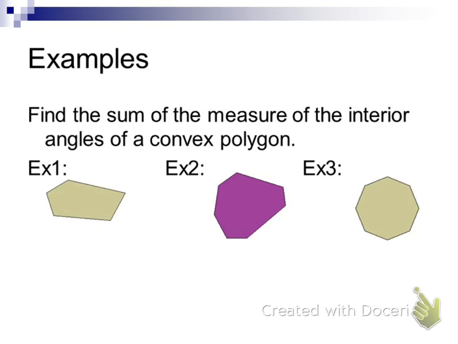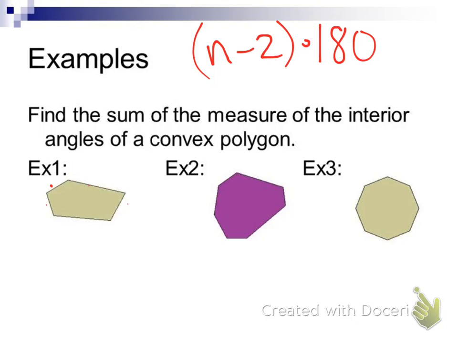Okay, so we're going to use that formula we just learned for all of these. Remember, if you need a refresher, it is n minus 2, and then you multiply that by 180. So n is always the number of sides. So how many sides do we have in example 1? 1, 2, 3, 4, 5. So n is going to equal 5. So what you need to do is 5 minus 2 times 180.